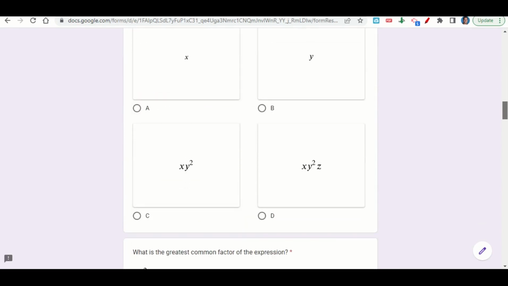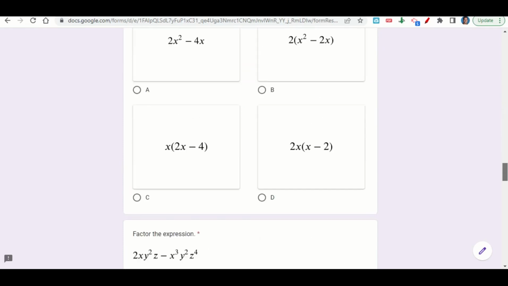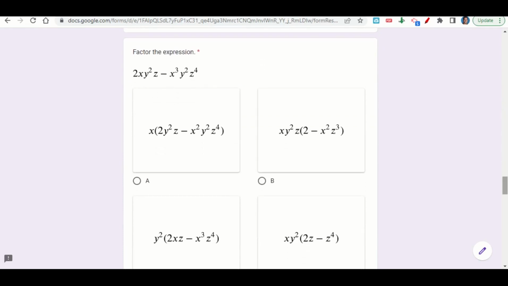And it's going to continue to ask about the greatest common factor. Now let's look at this one here. So now we're actually factoring the expression. So it says 2xy squared z minus x cubed y squared z to the fourth. Well, for the 2, we can't factor anything there because they don't have anything in common. We have an x in common here. We have a y squared in common here. And we have just a single z in common here. So we should have xy squared z as what we're factoring.